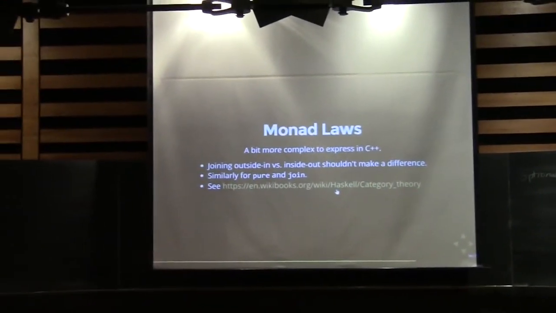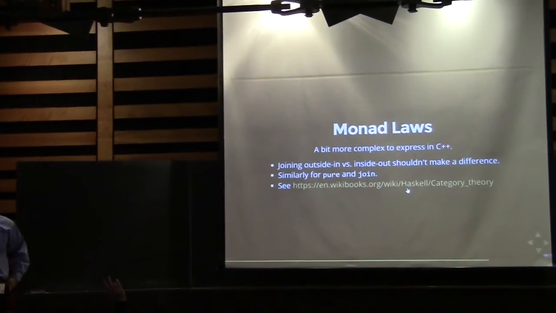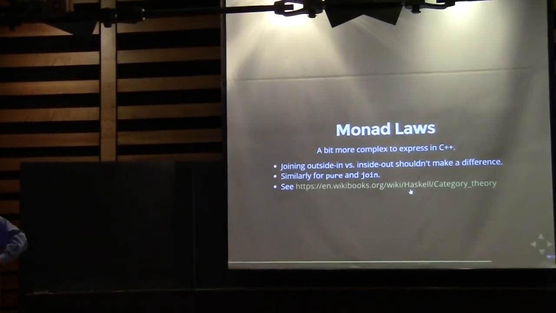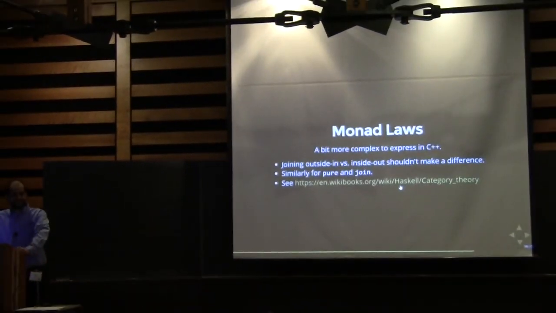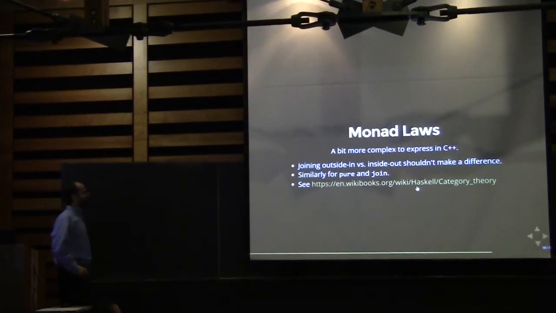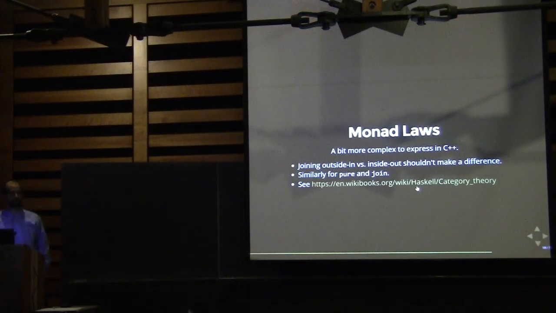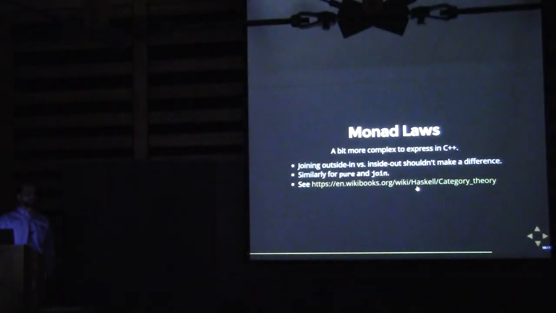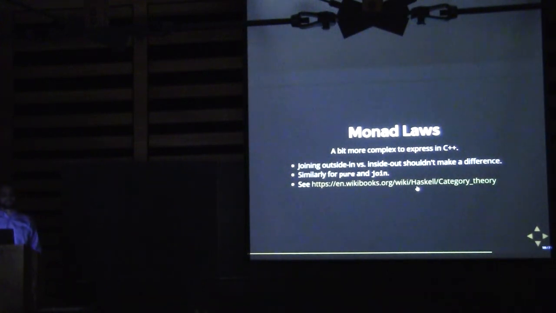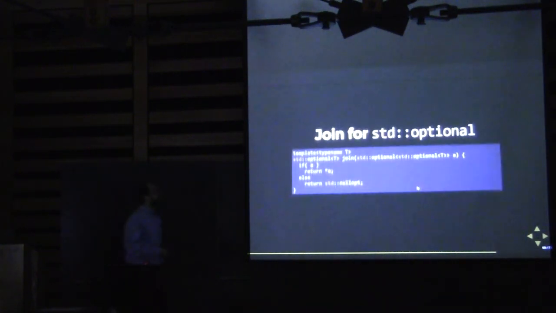So does anybody have an idea as to what join for std optional would look like? Sebastian's just nailing this today. So join for optional basically says if the outer optional is null opt, then return null opt. Else look inside. If the inner optional is null opt, return null opt. Else return the inner. How many levels does it go? Yes, join just goes one level.